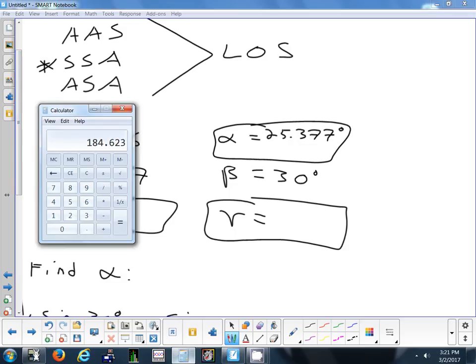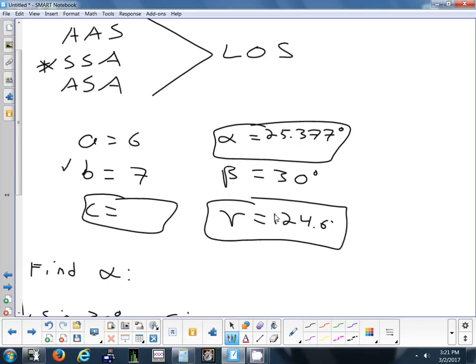Okay, so now that I have alpha, what can I find next? Gamma. And how do we get gamma? Add 25.377 and 30, and then subtract that number from 180. Yep, let's add those up. Subtract from 180. And we get 124.623. And now I can finally finish it off and find C.